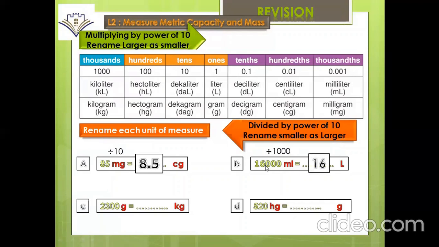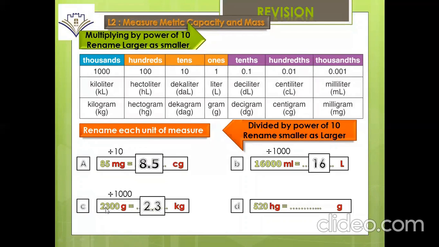Okay, letter C. 2,300 gram equal dots kilogram. Gram to kilogram, from smaller. Yes, smaller as greater. Where is gram? Here is gram. Where is kilogram? From this way. Look, how many? 1, 2, 3. Then, from gram to kilogram, divided by 1,000. Then move the point 3 decimal places to the left. 1, 2, 3. Then the point is between 2 and 3. Then 2.3.